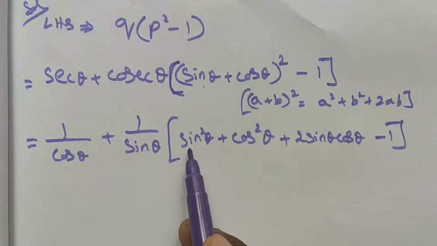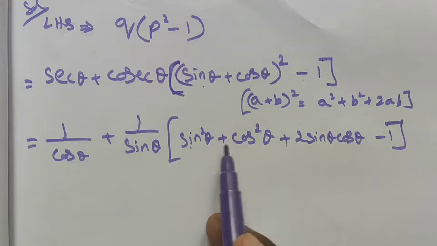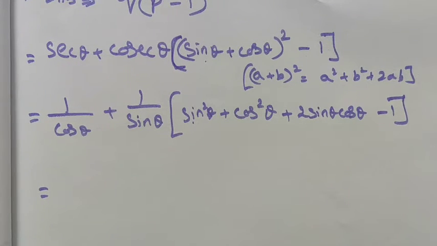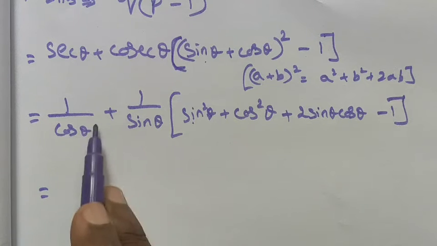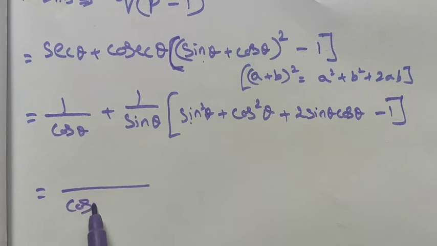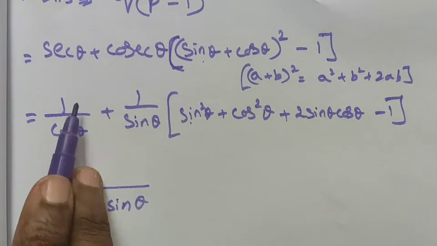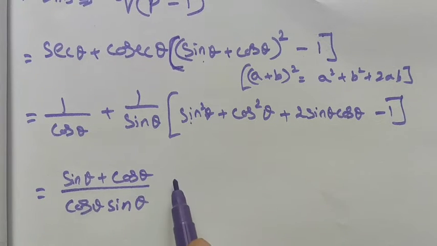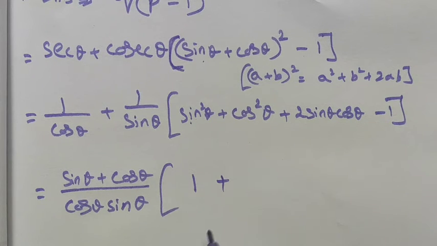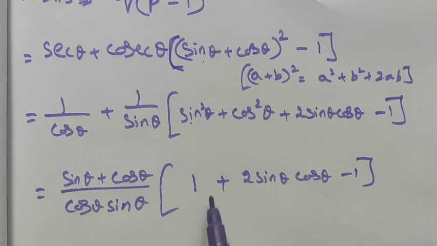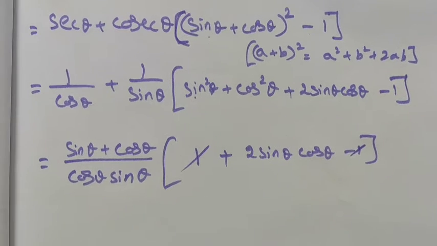Now by the identity we know that sin square theta plus cos square theta is equal to 1. Right? Here we take the LHS side. Here we have to take the LCM. The denominators are not equal, so multiply cross: 1 into sin theta is sin theta, plus 1 into cos theta is cos theta. Here sin square theta plus cos square theta is 1 by the identity, plus 2 sin theta cos theta minus 1. Here plus 1 minus 1 both are cancelled.